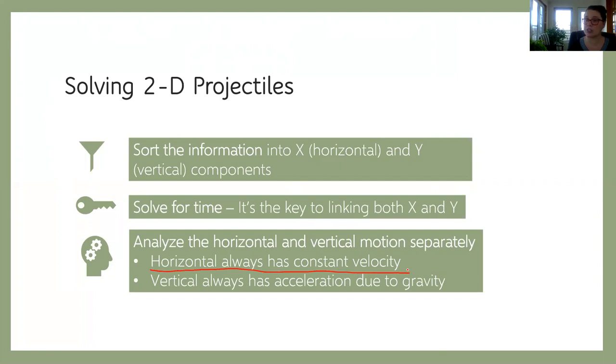I have equations on the next slide that'll give us our constant velocity equation. Constant velocity means acceleration is equal to 0. So that means velocity is equal to distance divided by time. That's only for horizontal. In the vertical direction, we always have acceleration due to gravity, which is going to be negative 9.81.